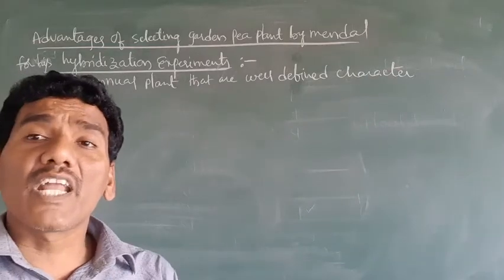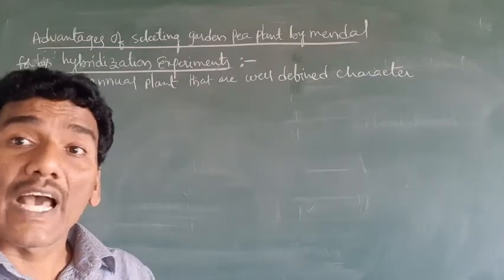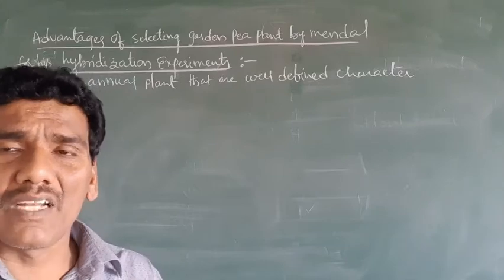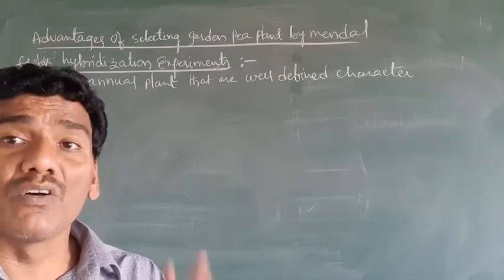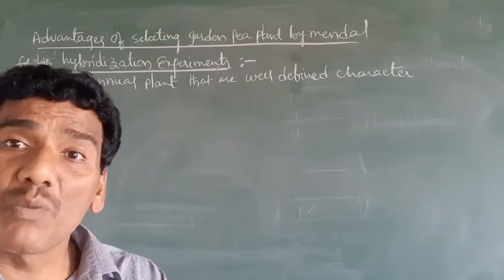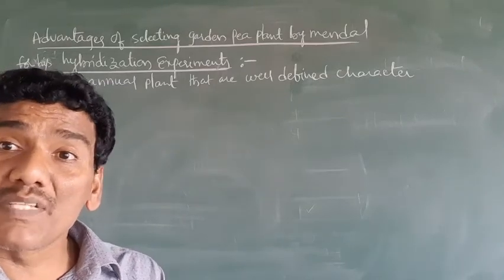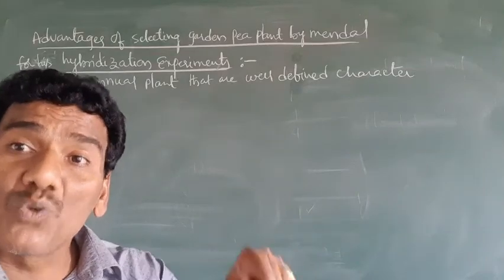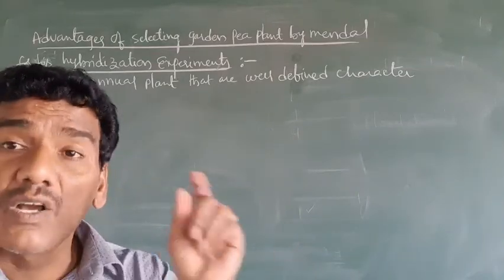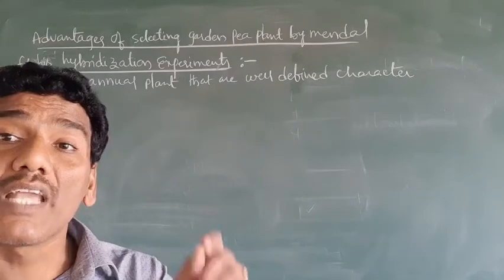Three different types of plants are present: annual plant, biennial plant and perennial plant. What is meant by annual? A plant that completes its life cycle within 1 year is an annual plant. A plant that completes its life cycle within 2 years is a biennial plant. A plant that completes its life cycle in more than 2 years is called a perennial plant. The pea plant is an annual plant.